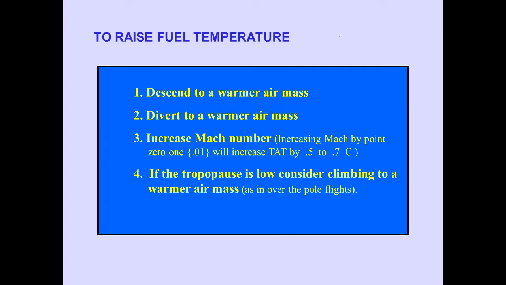Maintaining a minimum fuel temperature should not be a concern unless the fuel temperature lowers to within a few degrees of limit. You may consider trying to raise the fuel temperature in one of 4 ways. Descend to a warmer air mass, divert to a warmer air mass, or increase Mach number. An increase of 0.01 Mach will result in an increase of 0.5 to 0.7 degrees Celsius total air temperature. If the tropopause is low, consider climbing to a warmer air mass, as in over-the-pole flights.